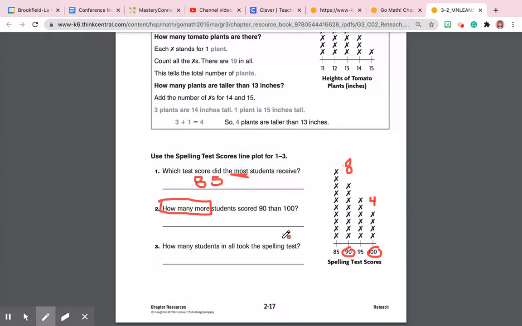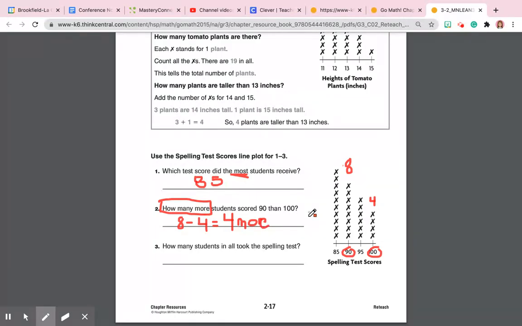But am I done yet? Good answer. How many more students scored 90 than 100? So that how many more told me I'm going to do subtraction. So I'm going to do 8, because 8 is the bigger number, and we always start with the bigger number, I'm going to do 8 minus 4, because that's how many students scored 100 points, and I'm going to find my answer. So 8, 7, 6, 5, 4. I just counted back 4 numbers, which means 4 more students. You need to write more students. 4 more students scored 90 than 100.